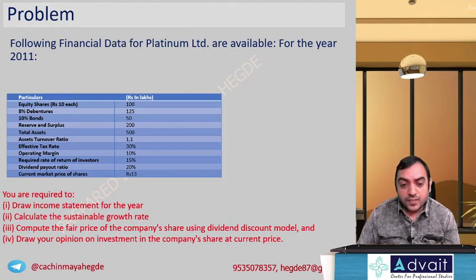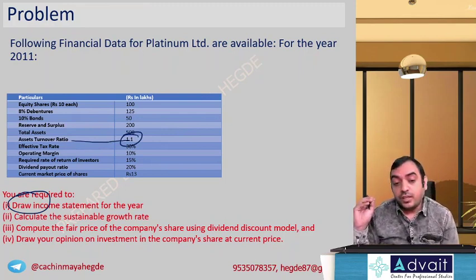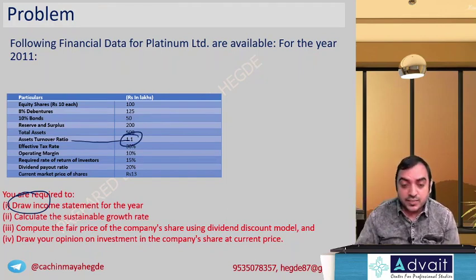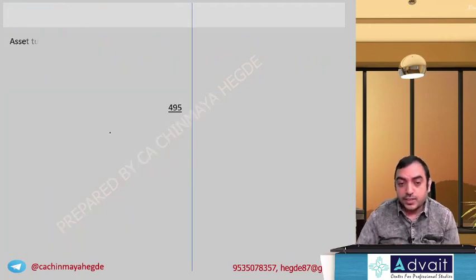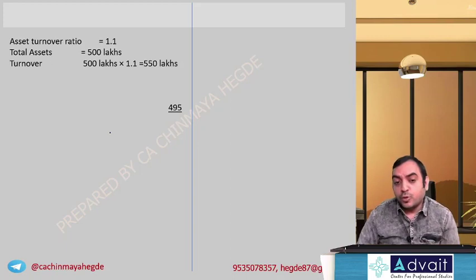Okay, so what they have given, we have to create an income statement. We'll start from sales. Regarding sales, what information is available? Asset turnover ratio 1.1. What do you mean by asset turnover ratio 1.1? If you have an asset of 1 rupee, you'll be able to make a sales of 1.1 rupee. Do you have the information on assets? Yes. Total assets 500. Turnover ratio 1.1. So assets into asset turnover ratio, 500 into 1.1, you'll be able to make a sales of 550 lakhs. Write down.